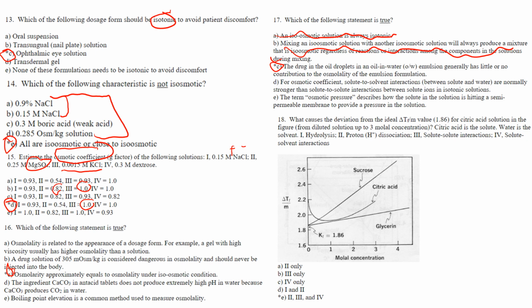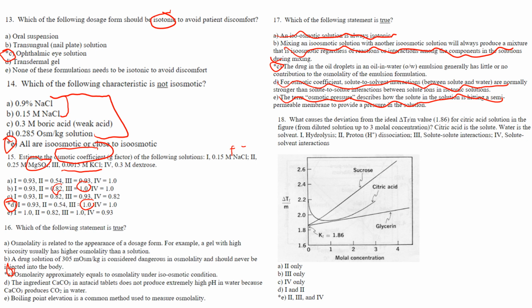Solvent-solute interactions between solute and water are normally stronger than solute to solute. This is not true. The solute interactions are usually stronger. And then osmotic pressure does not always include a semi-permeable membrane. It's just pressure on a container in general. So this one is C. And again, these are from the slides mostly. Usually these questions are reused though, like in this exam in 2022. So honestly, just memorizing some of these answers is probably the way to go for problems like that.